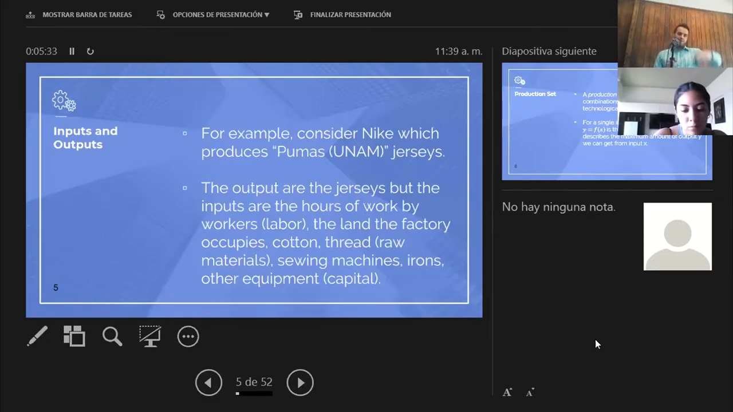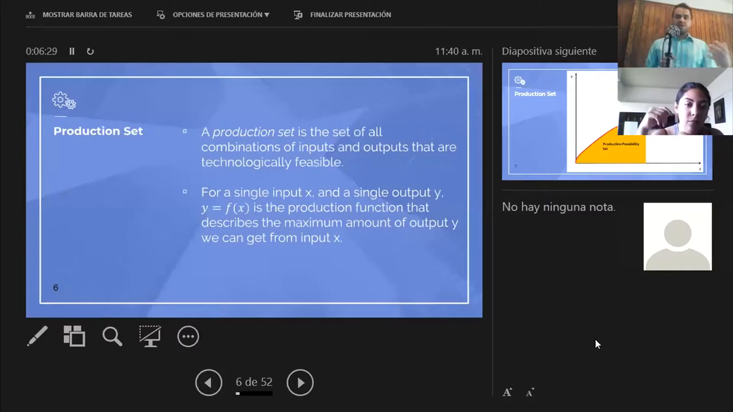And the inputs could be a bunch of things, but we could think of the hours of work that the workers hired and placed in those factories work, as the labor input, the land on which the factories are located, y si tienen que pagar renta for the industrial ship, pues esta nave industrial en un parque industrial, other types of materials like cotton, thread, raw materials, sewing machines, that's another type of input, irons, other type of equipment they may need. Todos esos are part of the capital side of things, all of those machines and equipment. And they're basically the capital input, pero es otro input en el cual they use to produce the output, which is essentially the Nike jersey.